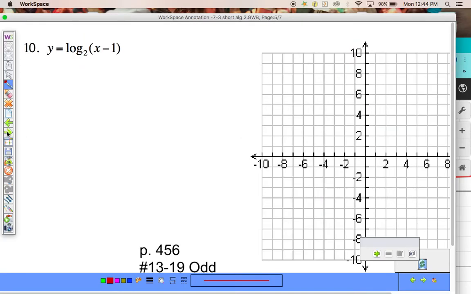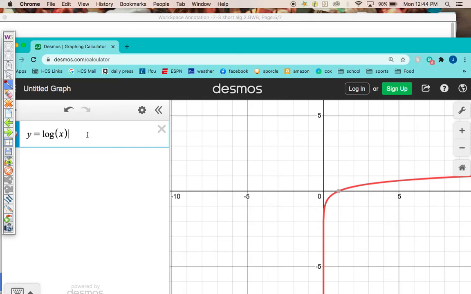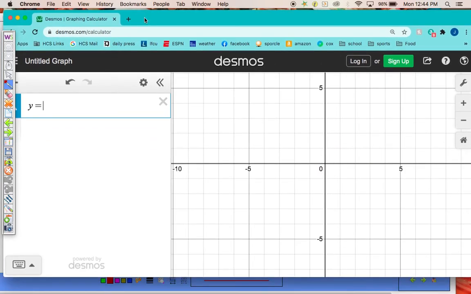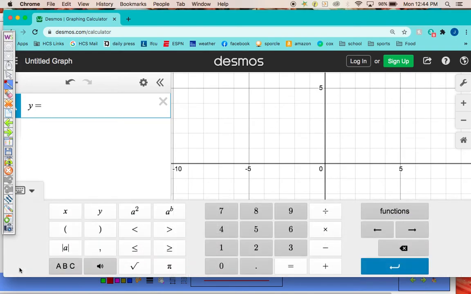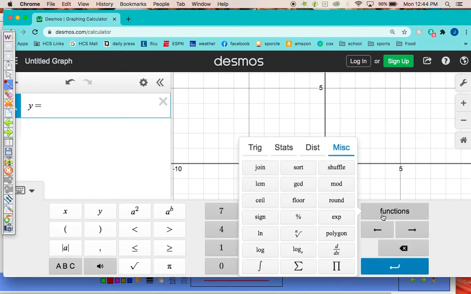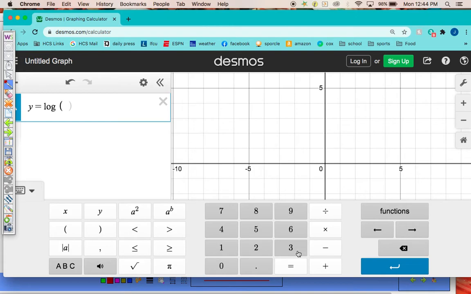All right, let's do one more. y equals the log base 2 of x minus 1. So let's go back over here. Let's get rid of this one. I'm going to go to my keyboard, my functions, miscellaneous, and this time I'm going to do log base. So I want the log base 2 of x minus 1. And I'm going to get that.